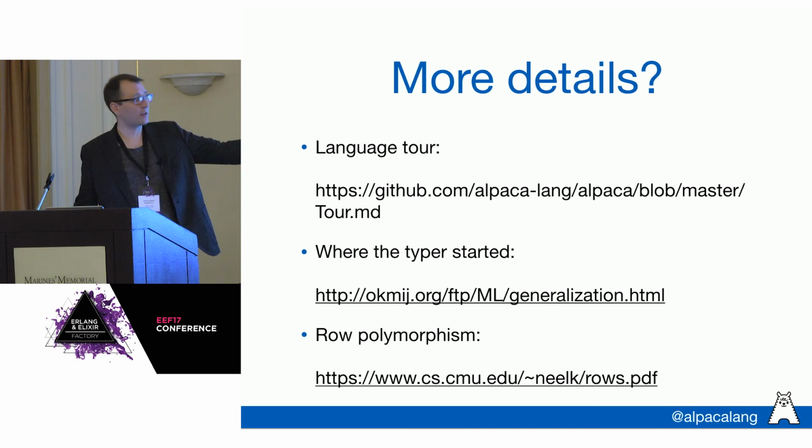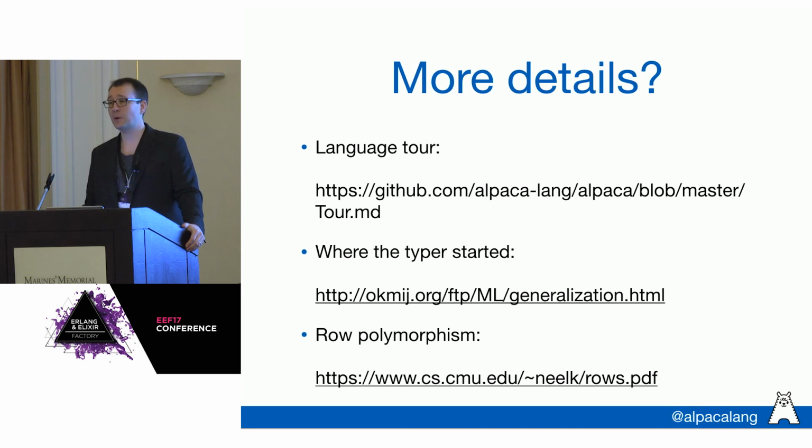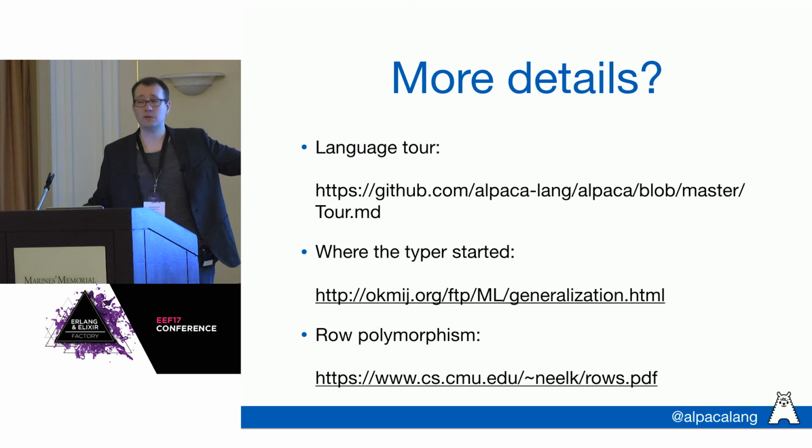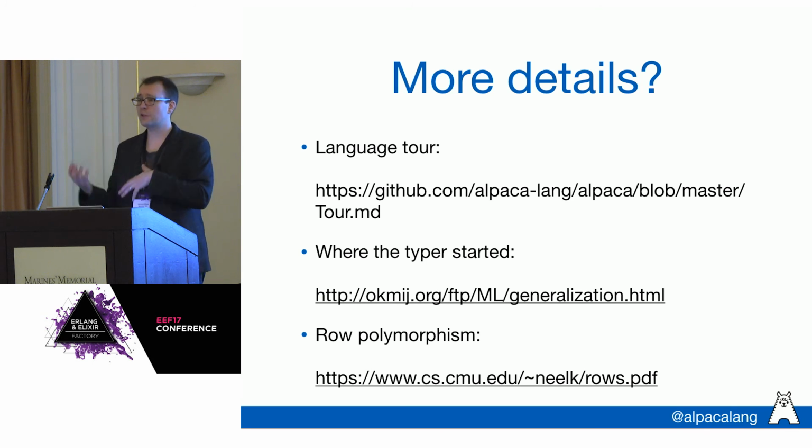The typer started from an Oleg Kiselyov post on how the OCaml type checker works. In fact, the very first version of our typer was almost a literal port of his OCaml code to Erlang, and then we just expanded from there. And the last one there is a great presentation on row polymorphism if you want to get into the guts of how things like field addition and removal work. We don't actually support removal right now, but it's a thing that we could talk about.